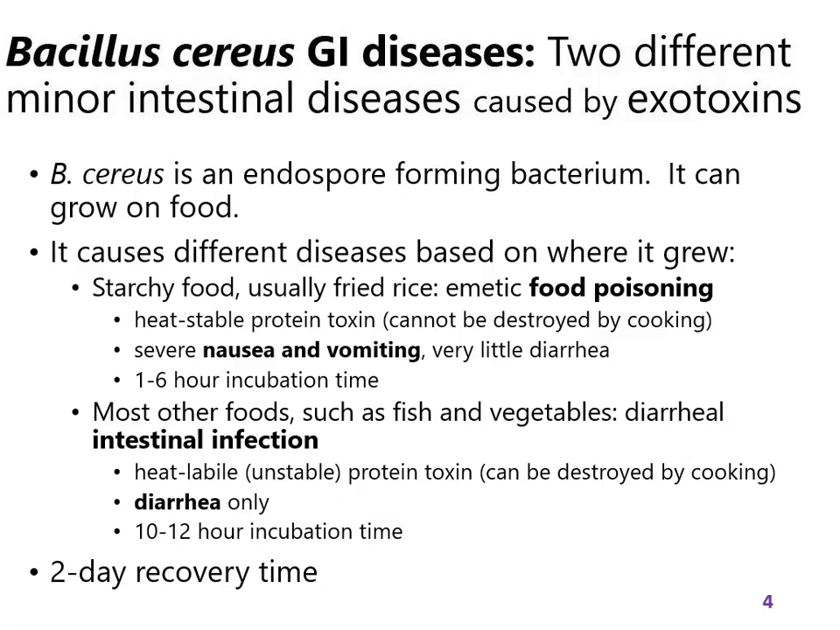But what many of them can do is grow on food. And if they grow on starchy foods like rice or noodles, they tend to release a heat-stable exotoxin. And this exotoxin affects the epithelia in the stomach and leads to vomiting. So this is called the emetic food poisoning. And then the other version is if the cells grow on other foods, they're more likely to sporulate and then be eaten as endospores and then germinate in the intestines and release a different protein exotoxin that causes a diarrheal syndrome.